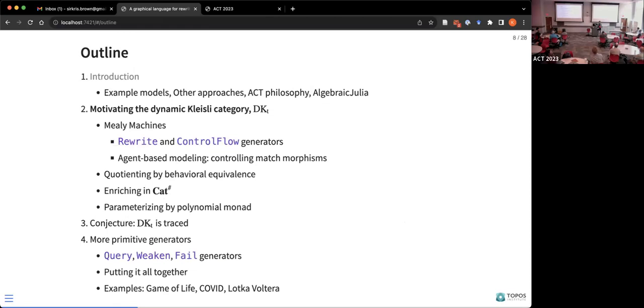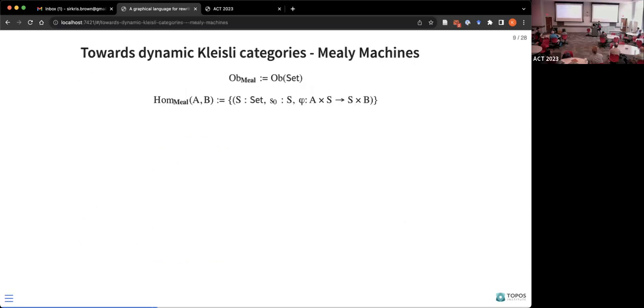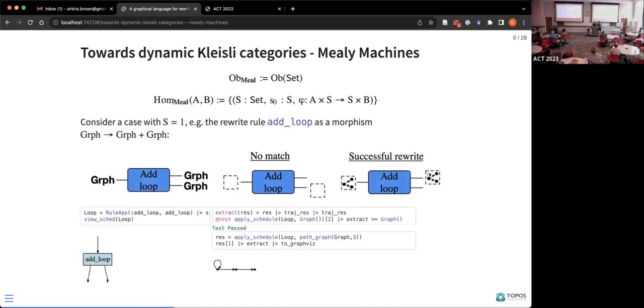morphisms are the agent-based models that we want to represent. Our starting point is Mealy machines, which we also call dynamic functions, because they're like a function from A to B that whenever you run it, it has its own internal state, and that internal state can change depending on your input. We can think of the rewrite rules as functions, which are a trivial case of these Mealy machines where they have trivial state.